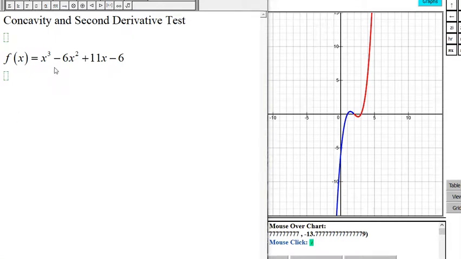Here we have the function x to the third minus 6x squared plus 11x minus 6, and this is what the graph looks like. From this graph, the blue part, we say that the graph concaves down, and then the red part, we say that the graph concaves up, and this point right here, where the concavity changes, that's called the point of inflection. So this point right here is the point (2, 0).